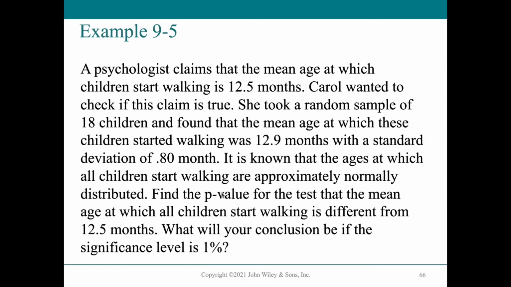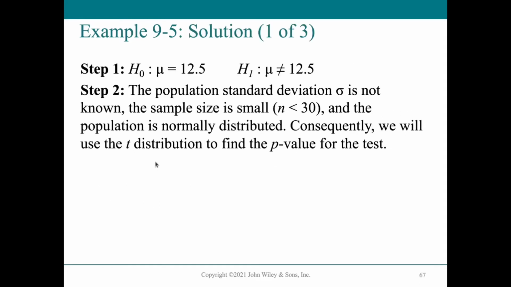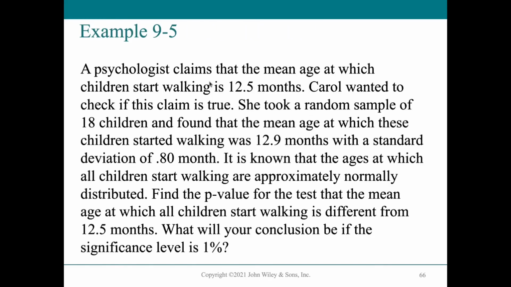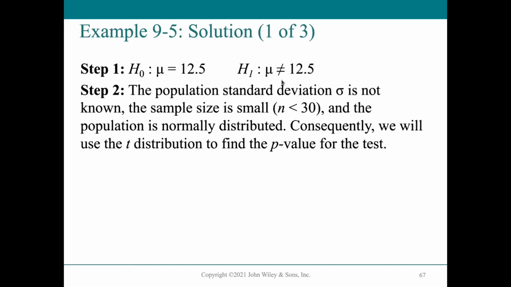From the question itself, the approach they are asking us to use is the p-value approach, similar to how we do hypothesis testing if we know sigma. We first state our null and alternative hypotheses. For the null hypothesis, mu is equal to 12.5, so there is no significant difference: the average age for walking is 12.5 months. The alternative is that it's not 12.5. Since not equal to is our alternative hypothesis, we have a two-tailed test.